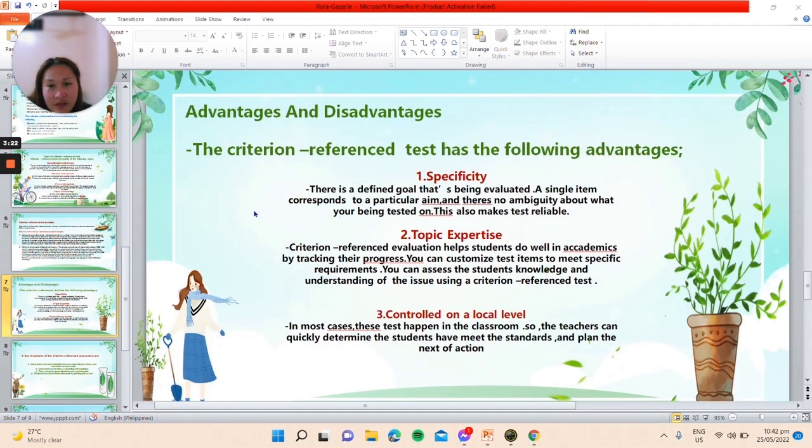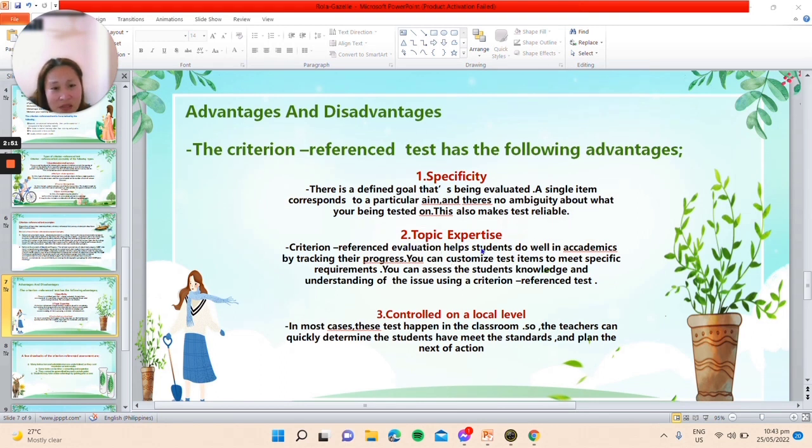Advantages and disadvantages. The criterion reference test has the following advantages. Number 1 is specificity. There is a defined goal that is being evaluated. A single item corresponds to the particular aim, and there is no ambiguity about what you are being tested on. This also makes it reliable.